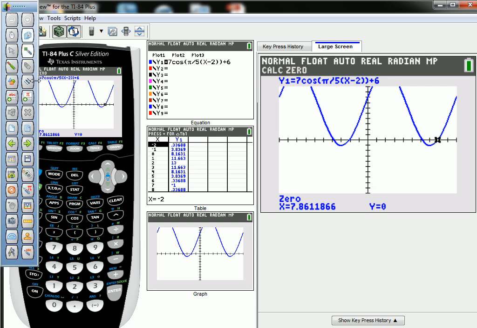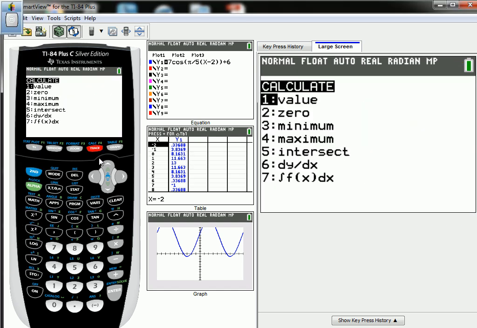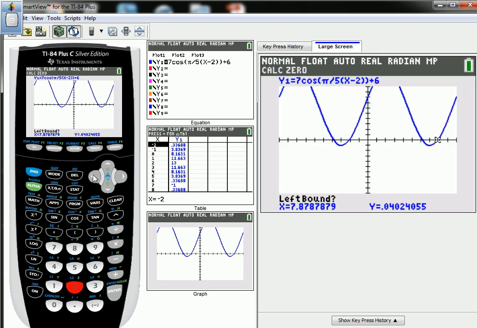Okay, so if you have a Zoom 6 going on, this is what you can see. We cannot see the peaks, we cannot see the crest, but we can see the trough. This is that point we're looking for, which is a 0. So what would we do? We would hit second, trace, choice 2. We go left side, enter, right side, enter, hit enter for guess, and there it is. So at 7.86 seconds is where point P would first emerge from the water.